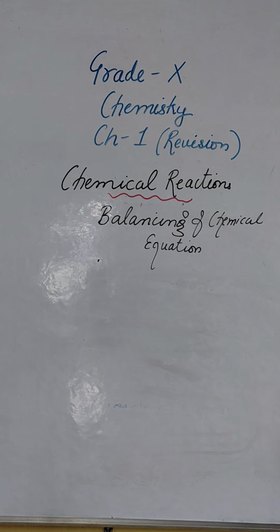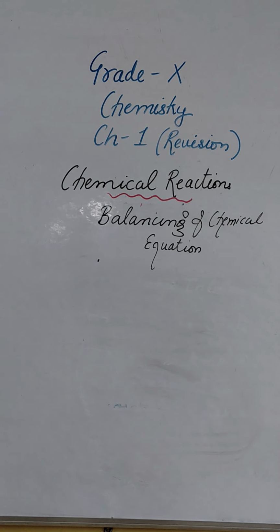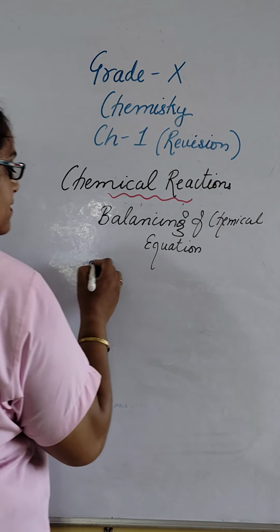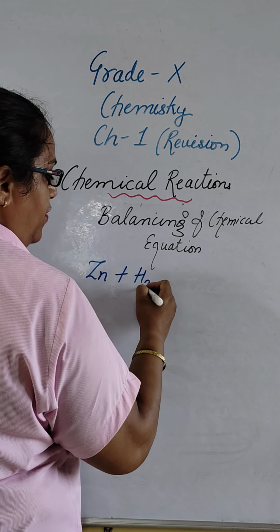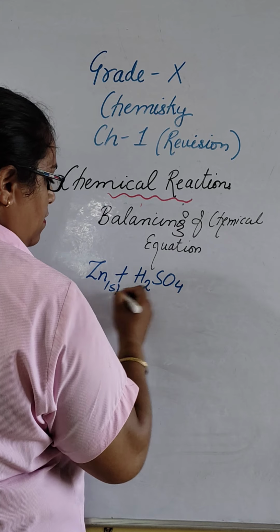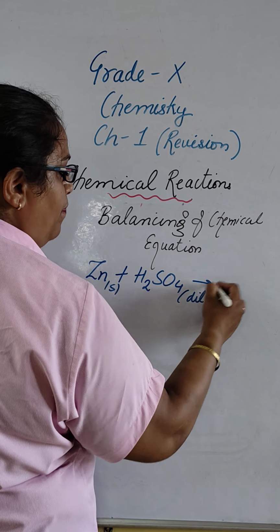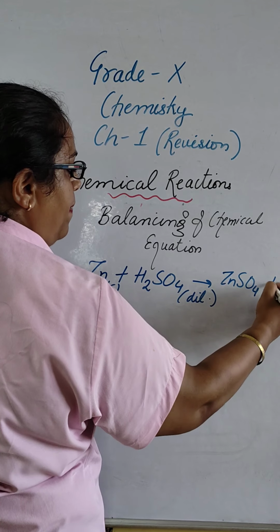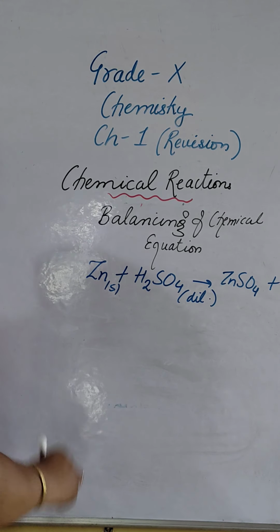First, tell me what do you mean by balanced chemical equation? Balance means the atoms on both the sides are equal. That is, atoms on LHS and atoms on RHS must be equal. Suppose I will take the example where zinc reacts with sulfuric acid to form zinc sulfate plus hydrogen gas.